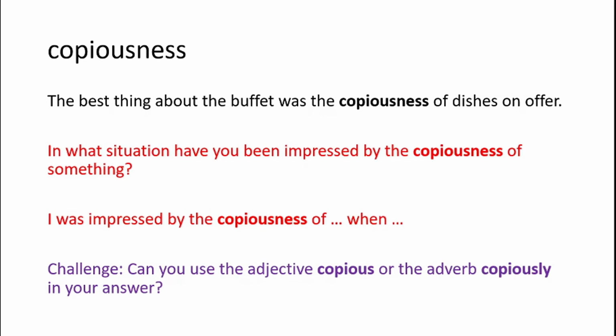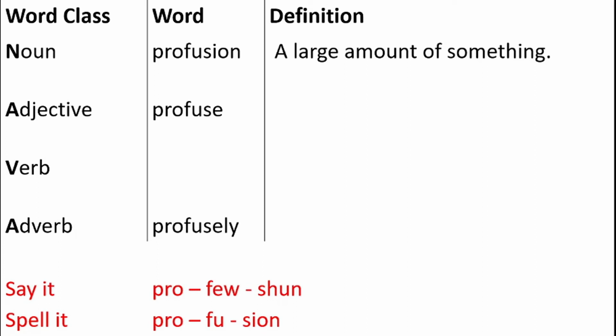And our next word then is profusion. A profusion. Profusion. A profusion is a large amount of something. You might use the adjective profuse or the adverb profusely. Again, all to indicate that the thing that you're talking about is a large amount.